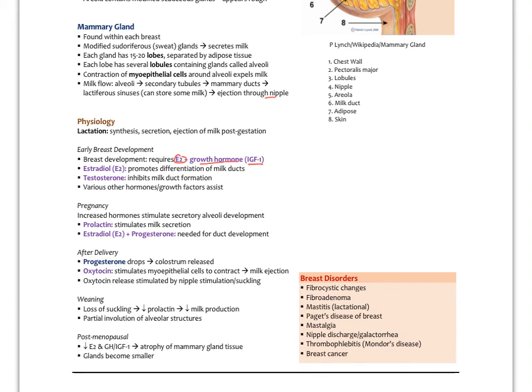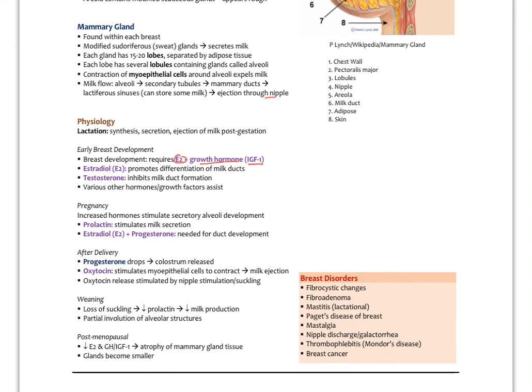And then estradiol itself is going to promote differentiation of the milk ducts. Growth hormone just promotes growth of all the different structures. And then testosterone, unfortunately, will inhibit milk duct formation. And then there are other hormones that assist this as well. But primarily think of estrogen and growth hormone in early life leading to breast development.